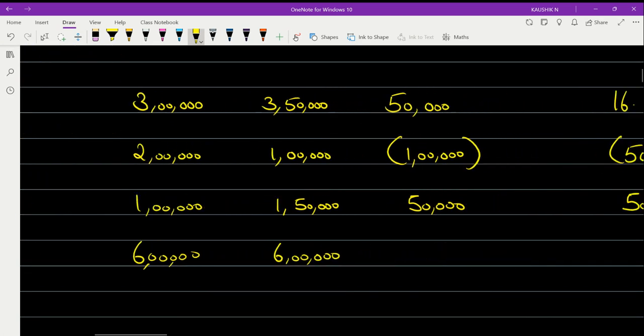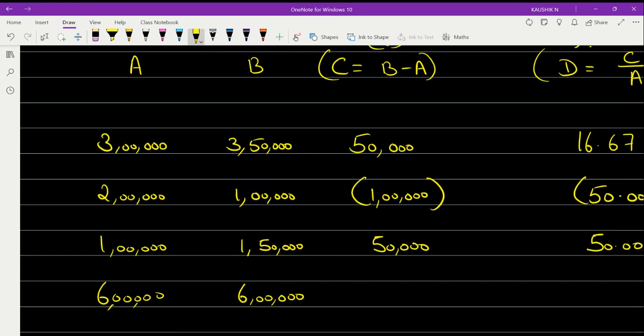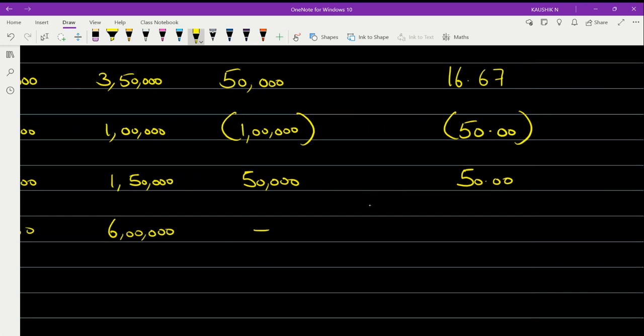Now, when you apply the C column formula, C is equal to B minus A, 6 lakhs minus 6 lakhs will be 0. But when you express it in the report, don't record it as 0. Instead, you just give a hyphen. And obviously, if this is a hyphen, even this column will be a hyphen. Any doubt up to this?